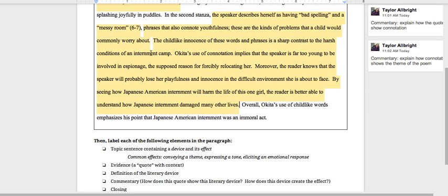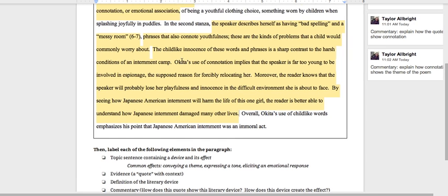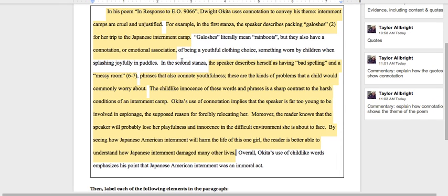Notice that commentary is pretty long. Here, this commentary has 1, 2, 3, 4, 5 sentences. It's typical for your commentary to be much longer than the rest of your paragraph. Commentary is often in the realm of 3 to 6 sentences long.